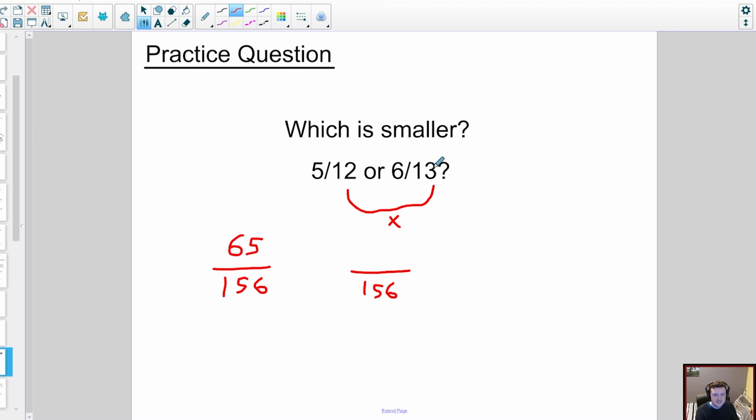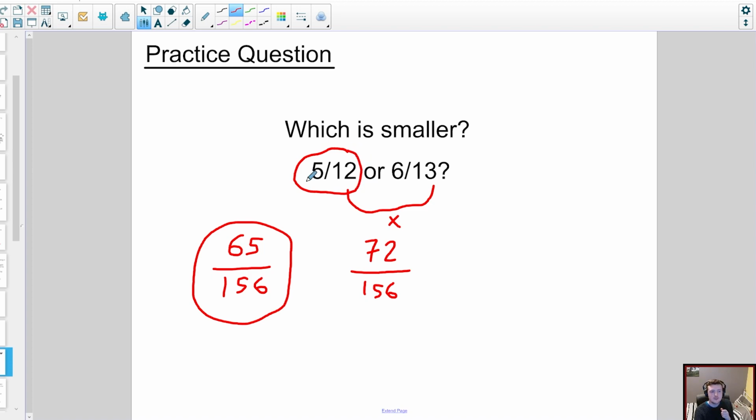Then how many 13s in 156? Well, it's 12. So 6 12s is 72. So what we end up with is 65 and 72. Which one's smaller? Well, it's going to be this one. And so our answer is this one.